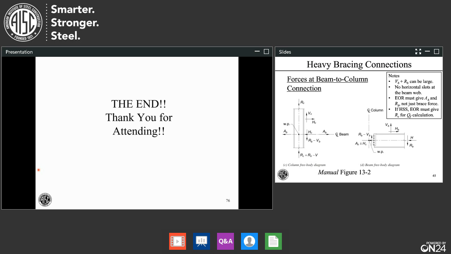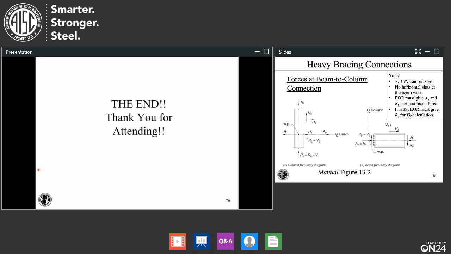There's a lot of deficiencies in communicating the forces between EORs and the fabricator when it comes to bracing connections. I mean, very often you just get the brace axial load and that's it. And as you can see from the calculations in here, there's a whole bunch of other forces that are needed. All right.